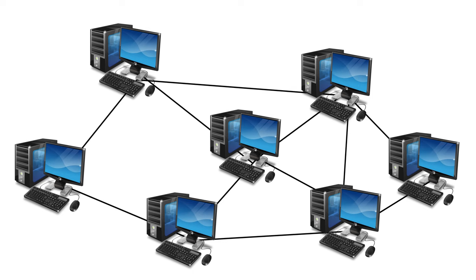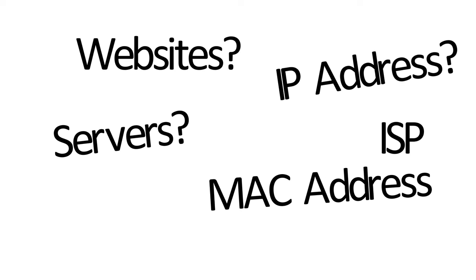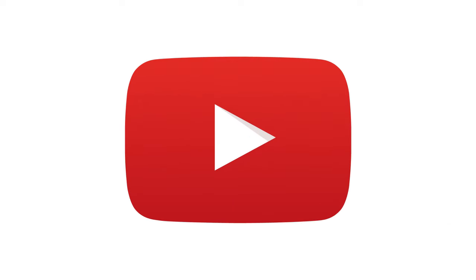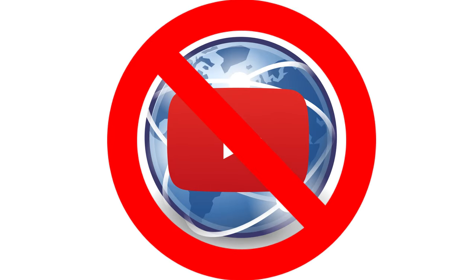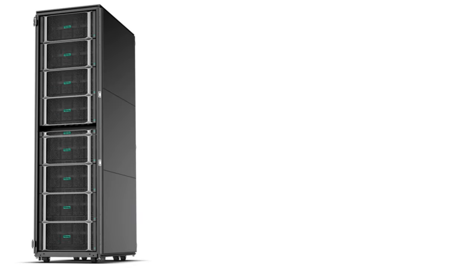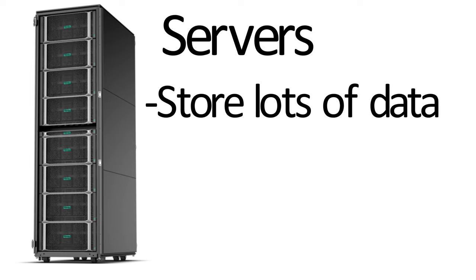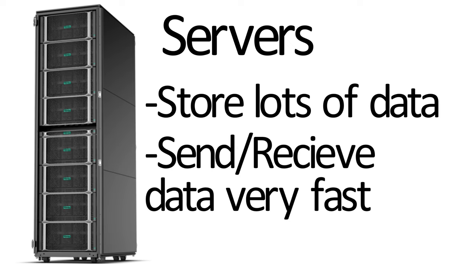So with the Internet being this simple, what are websites, servers, ISPs, IP and MAC addresses, or the cloud? Well, let's start with a website like YouTube. As I said earlier, your YouTube channel, the comments, videos, and likes, they don't exist on the internet. They exist on a computer somewhere that's connected to the internet. These computers that host data that compose a website are known as servers. And these computers are made in a very specific way to be able to store lots and lots of data and to be able to send and receive it very quickly.